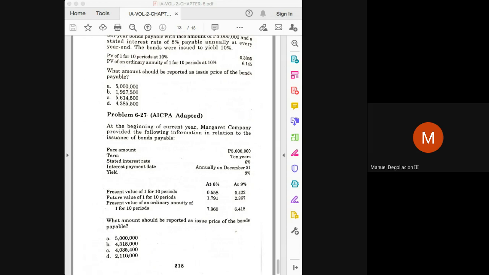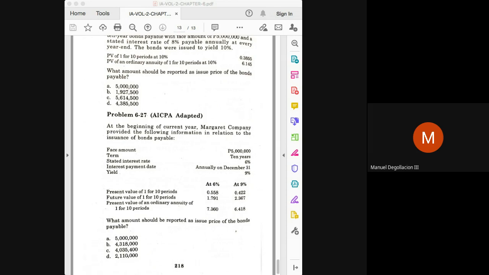So you multiply 5 million times 0.422, you would get 2,110,000. But that is not yet the answer because you will still need to include the present value of all the interest that you will be paying. Okay, you will be paying 10 sets of interest annually. The annual interest is 5 million times 6%. That is 300,000. So you multiply the 300,000 with the present value annuity factor, since it is a series of cash flow, a periodic cash flow.